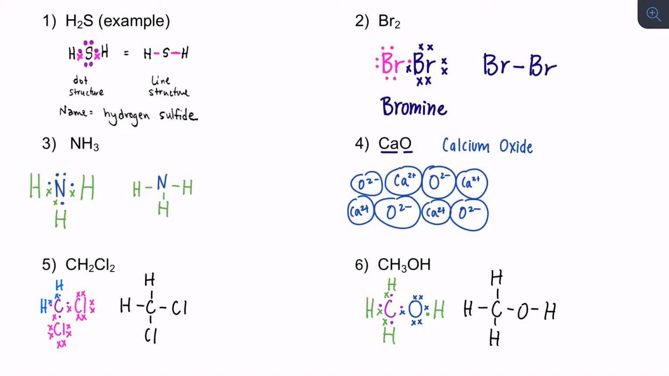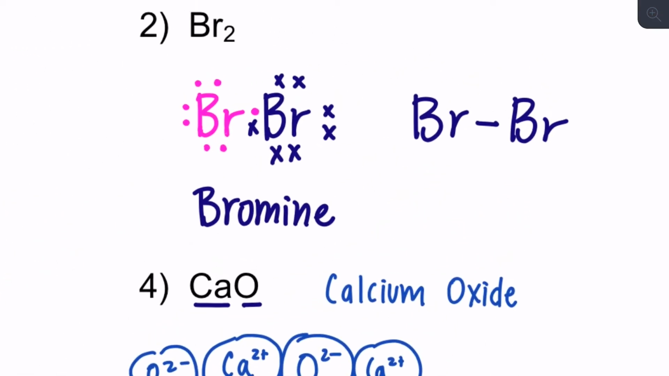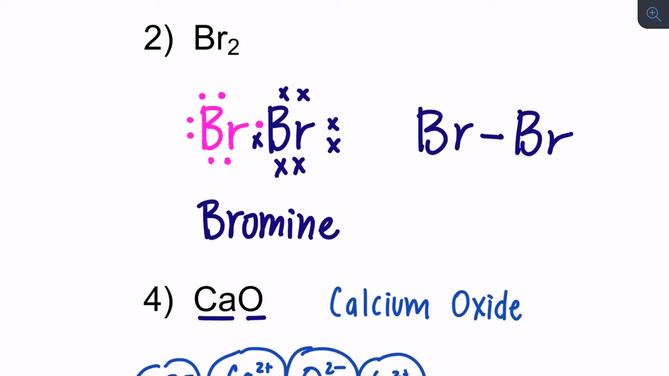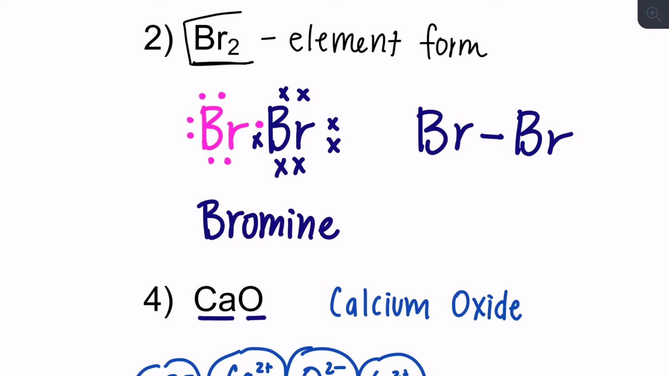For enrichment, we're going to look at the names of molecules. Number 1 has already been done. Number 2, if we look at this, we know that bromine, Br2, means that this is the elemental form. That's because bromine is one of the magnificent 7 that exists as diatomics in their natural state. Therefore, the name of this is just going to be bromine.